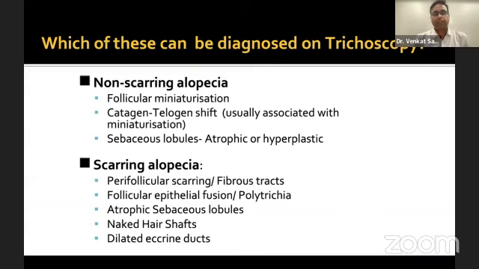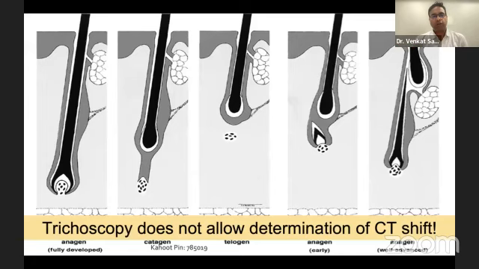So these are the features I told you I look at when I look at a case of alopecia. So which of these can be diagnosed? Trichoscopy does not allow determination of CT shift because whether it's a catagen or telogen hair, the hair shaft is the same. Remember, as it grows up, in fact, the hair shaft may become thicker, but you don't see any thinning. There's no difference in the hair shaft itself at the surface. Whether it's a catagen or telogen hair, you can only make it out on the hair pull test, but you cannot differentiate on trichoscopy.